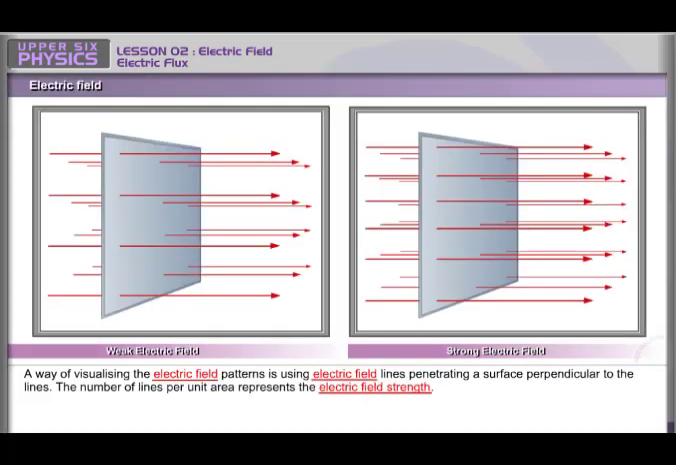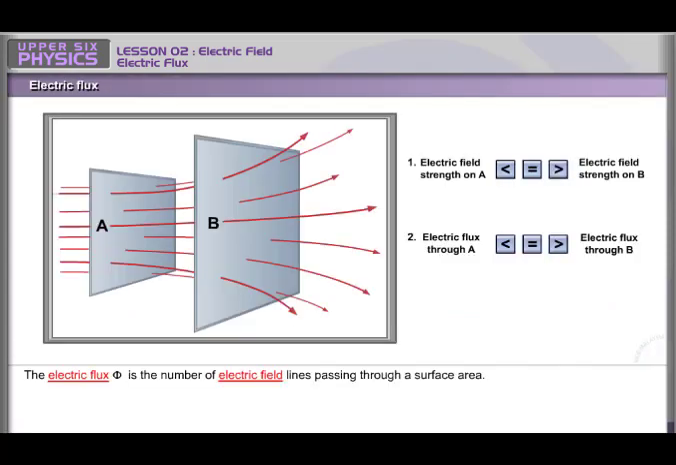A way of visualizing the electric field patterns is using electric field lines penetrating a surface perpendicular to the lines. The number of lines per unit area represents the electric field strength. The electric flux phi is the number of electric field lines passing through a surface area. Click on the correct answer.